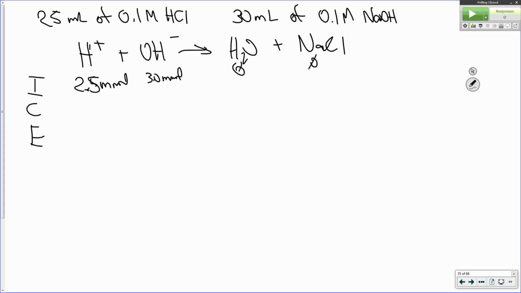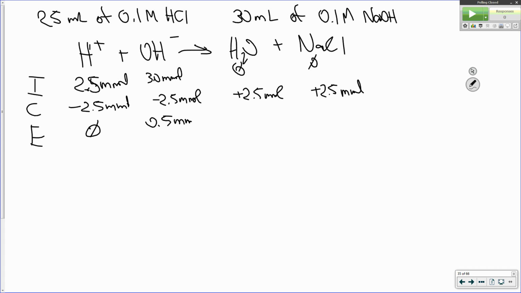Initially none of the water and salt. So this time what's in excess is the OH minus. So all the H plus is consumed. So I lose all 2.5 millimoles of the H plus. I lose 2.5 millimoles of the OH minus. I form 2.5 millimoles of water, and I form 2.5 millimoles of the neutral salt. So there's no H plus left. There's 0.5 millimoles of the OH minus left. There's 2.5 millimoles of water and 2.5 millimoles of the neutral salt.